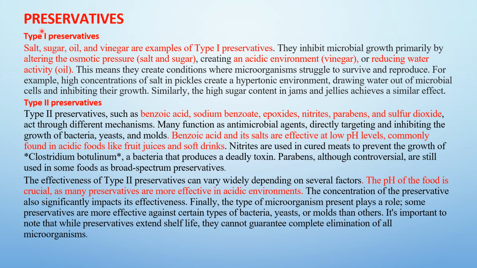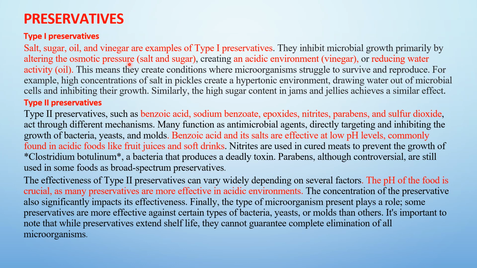First we will see the natural preservatives, that is type 1 preservatives, which are very safe to use, and it is the traditional way of preserving food materials. First of all, we will see about salt and sugar. Salt and sugar work in a similar manner, that is, they work by altering the osmotic pressure.